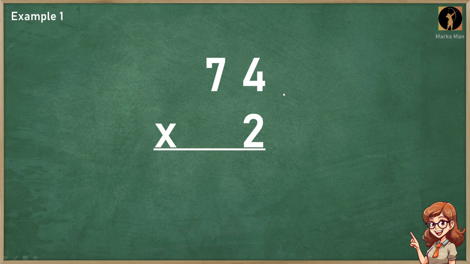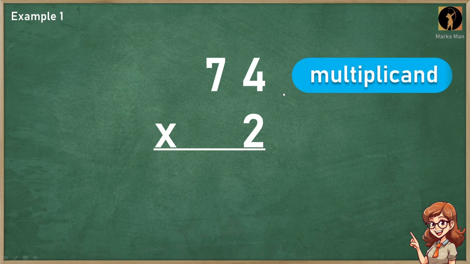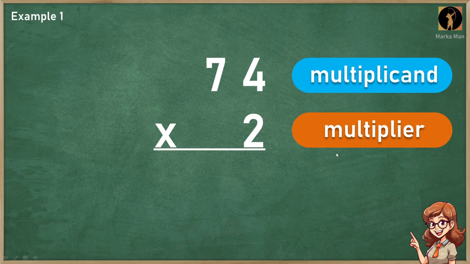The first number, the number 74, is called the multiplicand. The multiplicand is the number to be multiplied. And the second number, the number 2, is called the multiplier. The multiplier is the number with which we multiply. So that is, you just need to multiply the multiplier to each digit in the multiplicand, starting from the ones place. So 4 times 2, that is 8.